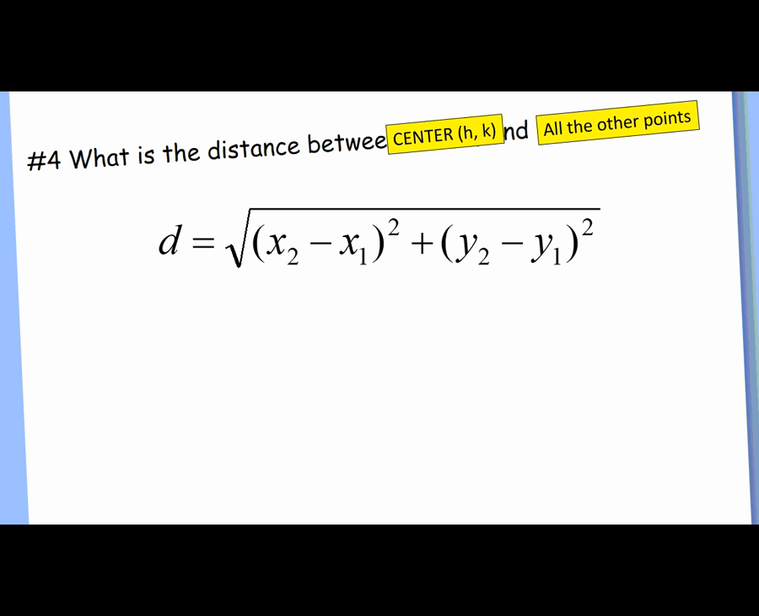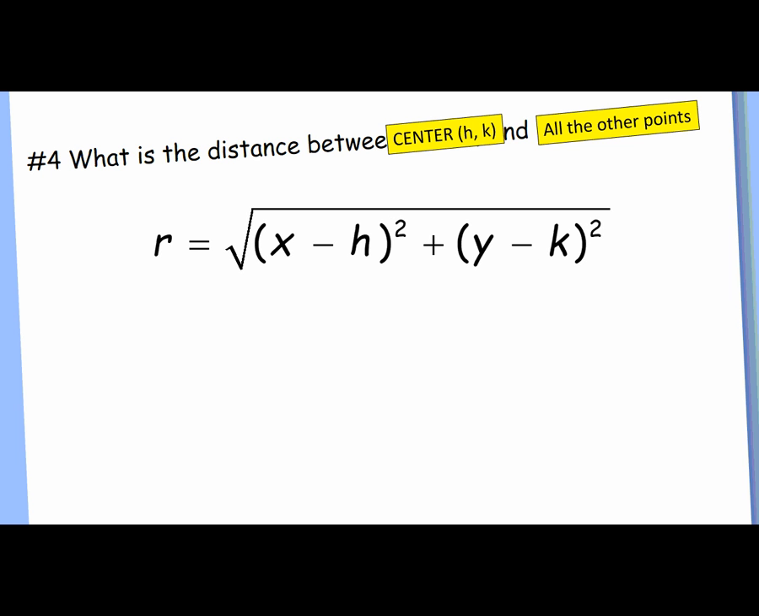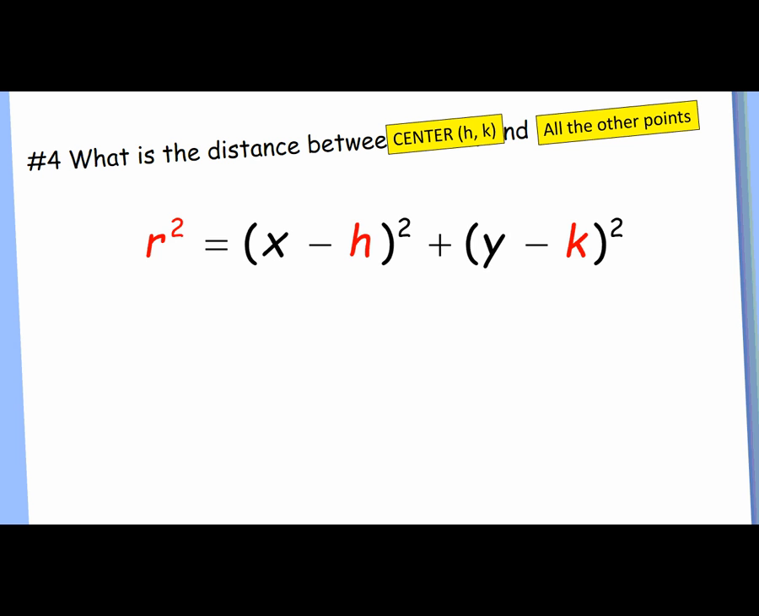So our formula is going to switch. Instead of having all these x's and y's, we're going to have an h and k, and then one x and one y. And for the distance, well, that's the radius, so that's going to turn into the letter r. So our formula looks like this. The radius is the square root of x minus one coordinate for the center and y minus the other coordinate for the center. Now, again, we're going to square both sides so we get rid of that square root. So the radius is going to end up being squared. This is what our formula for a circle looks like.